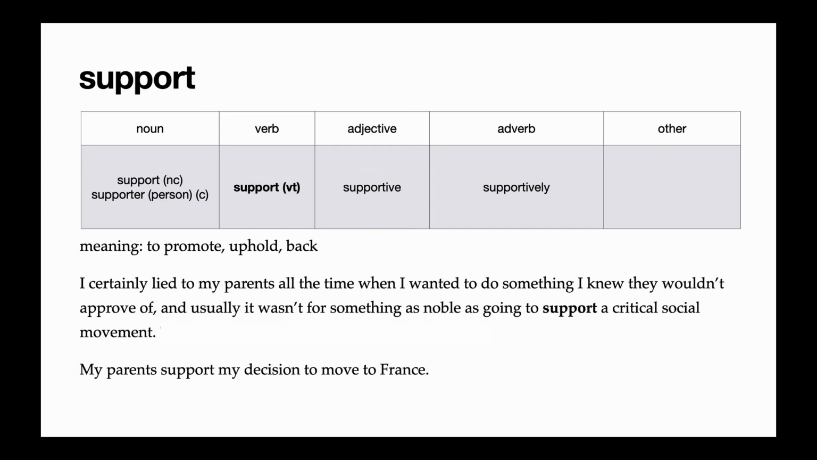The last example, my parents support my decision to move to France. That means I want to go to France, and my parents say, yeah, you should. We think you should do that too, and we will help you to do that.